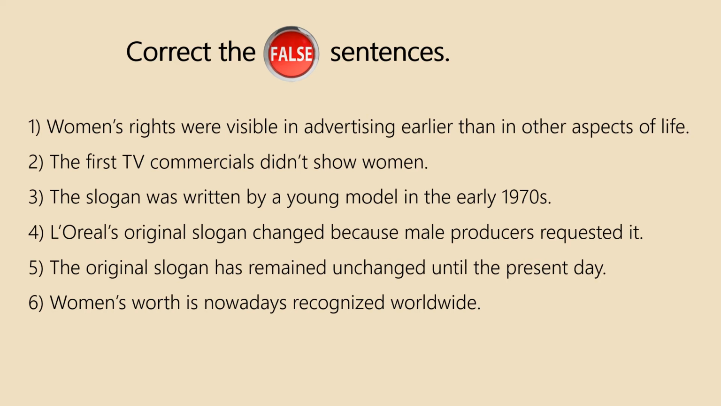The first TV commercials didn't show women. False again, as women were shown in TV commercials, but were kept mute. The slogan was written by a young model in the early 1970s. The slogan, "I'm worth it," was written by a 23-year-old advertiser, not a model.